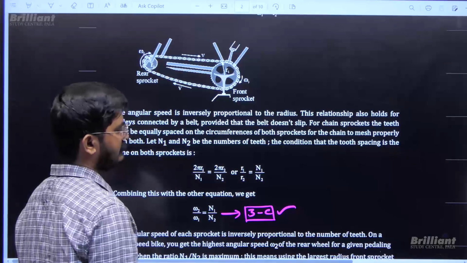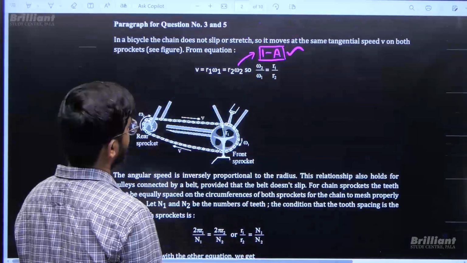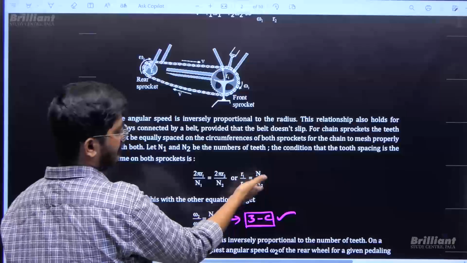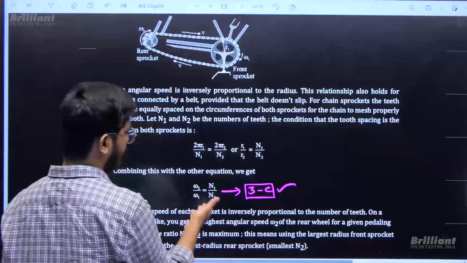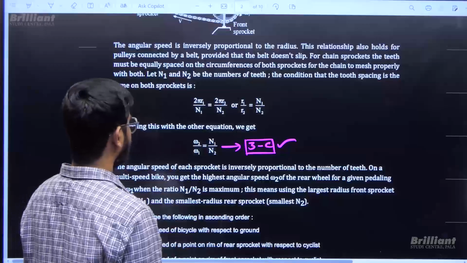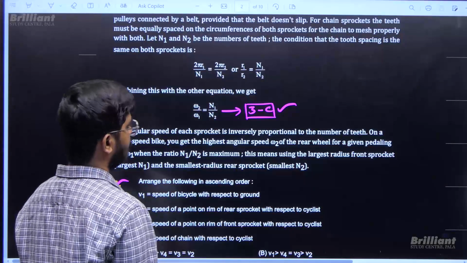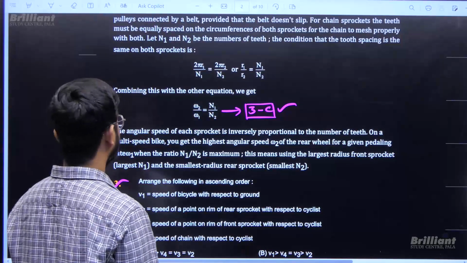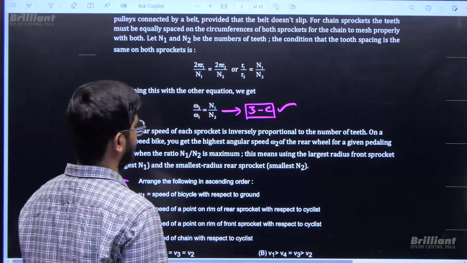Now r1 by r2 is equal to n1 by n2. You can see here r1 by r2 is omega 2 by omega 1, and here r1 by r2 is n1 by n2. So when you equate them, you get omega 2 by omega 1 equals n1 by n2. The angular speed of each sprocket is inversely proportional to the number of teeth. So the more the number of teeth, the less the angular speed.